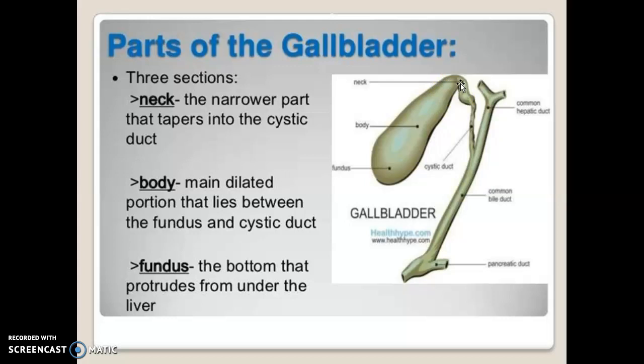The neck is a narrower part that tapers into a duct called the cystic duct, and this cystic duct joins the common hepatic duct to form the common bile duct. The body is the main part, a dilated portion present between the fundus and the neck of the gallbladder. The fundus is a protruded bottom part which is present under the liver.